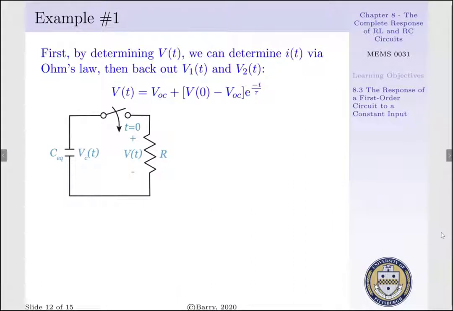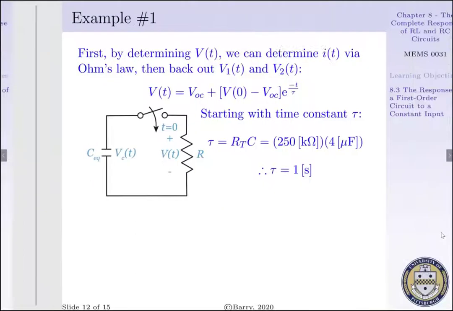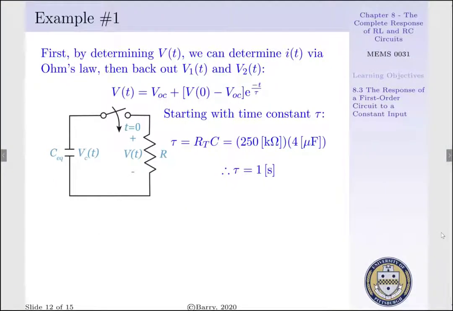To determine our voltage potential across a resistor, we will consult our equation describing the behavior of an RC circuit. Our voltage as a function of time is equal to our source voltage, VOC, plus our initial voltage, V0, minus our source voltage, VOC, that quantity times e to minus t per tau. Starting with our time constant, tau is equal to RT times C, where RT is the resistance of our resistor, 250 kiloohms, and C is the capacitance of our equivalent capacitor, 4 microfarads. Thus, our time constant tau is equal to 1 second.